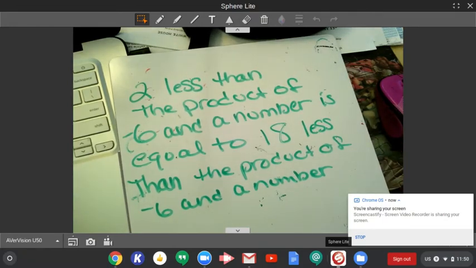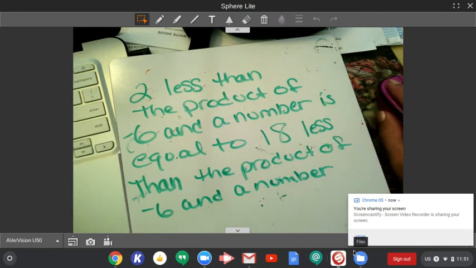Here's one for you to try for your do now today. 2 less than the product of -6 and a number is equal to 18 less than the product of -6 and a number. So you're going to rewrite that as an equation, and you are going to attempt to solve it if possible. Please submit your answer.